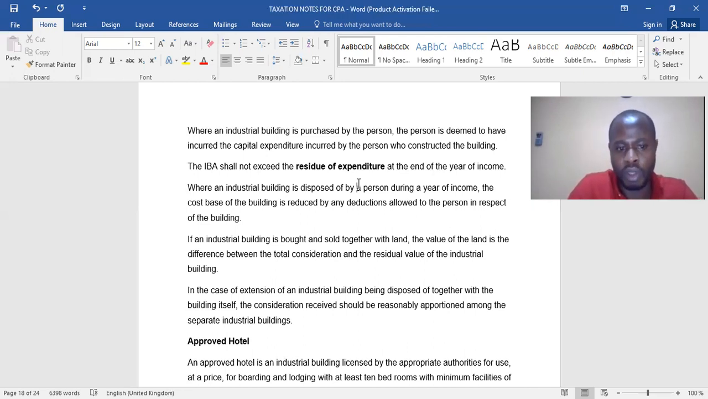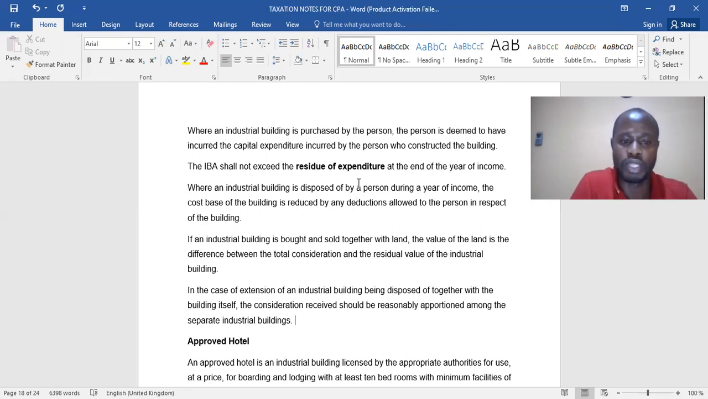Now, still, when the extension of an industrial building is disposed of together with the building itself, then the consideration received would reasonably be expected to be apportioned among the separate industrial buildings. Because the law is saying that an extension on an industrial building should be taken as a separate industrial building. So when the two have been disposed of at the same time, then the proceeds which have been received need to be apportioned between the two separate buildings.